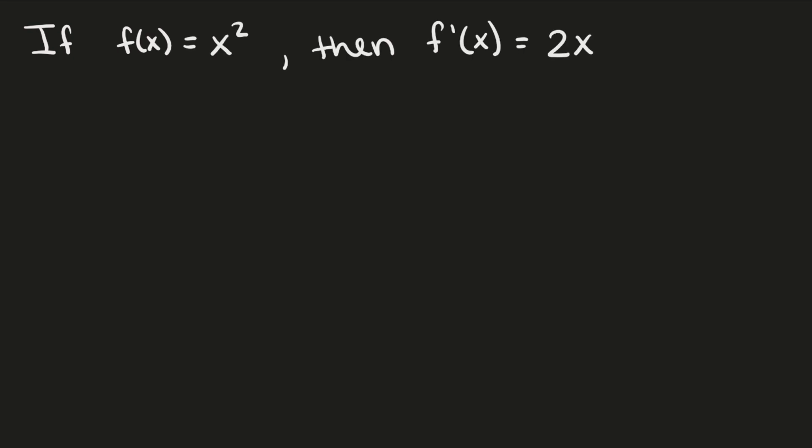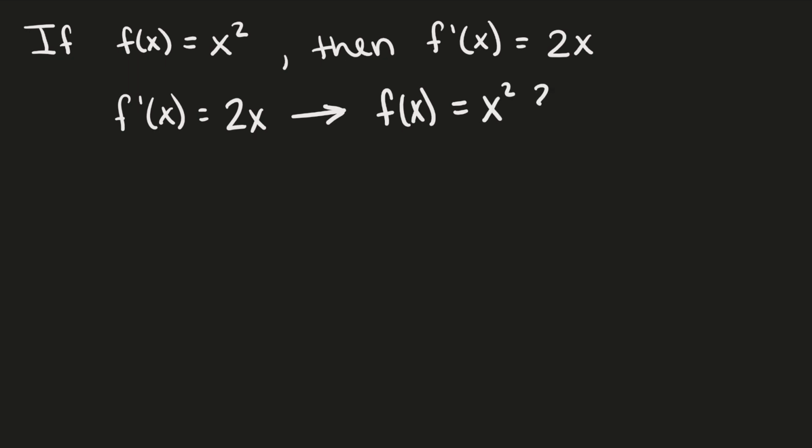In general, if we know that f of x is equal to x squared, then f prime of x, or the derivative, is equal to 2x by the power rule. So, what if we go backwards? What if we know that f prime of x is equal to 2x? Then how can we figure out that the original function f of x is equal to x squared?